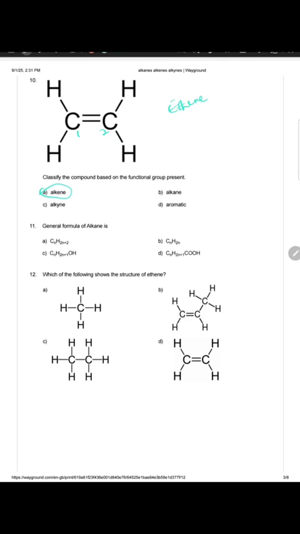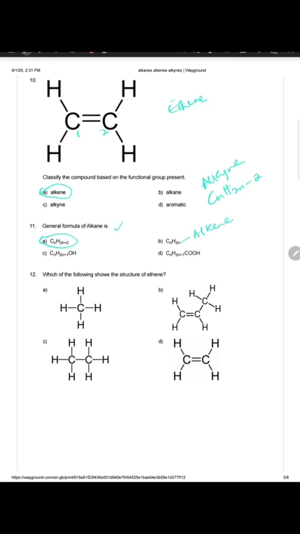So the general formula for alkane is CnH2n plus 2. This formula is for alkane, and for the alkyne, the formula is CnH2n minus 2.